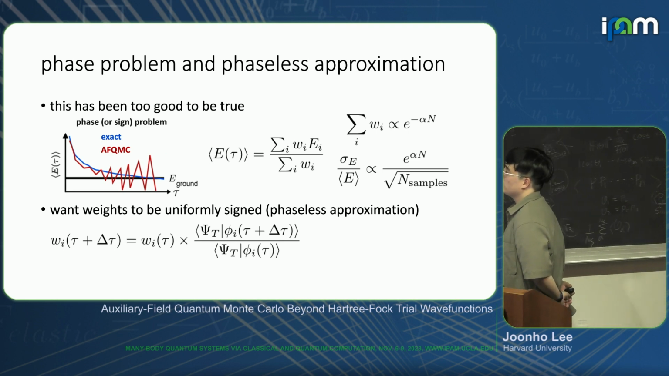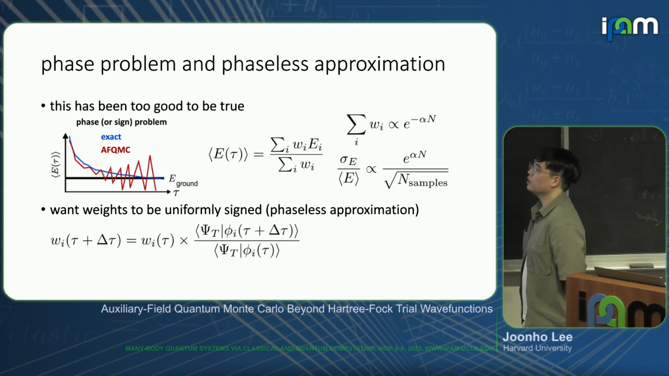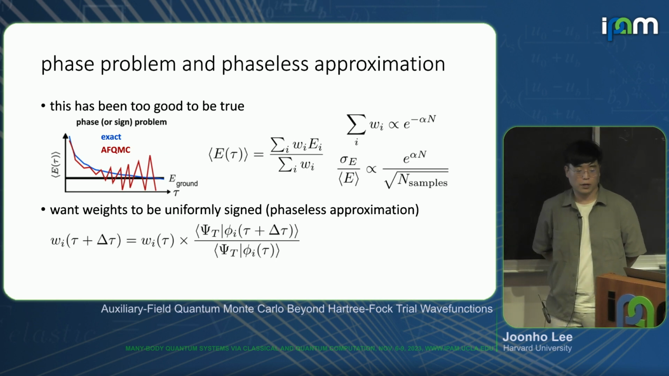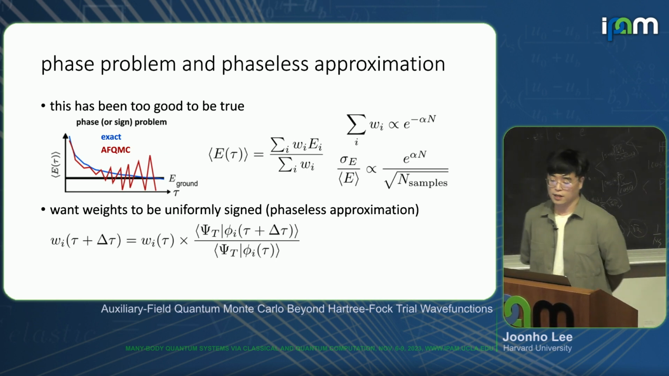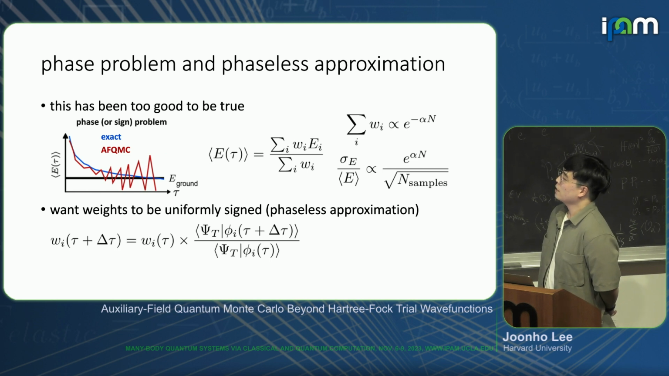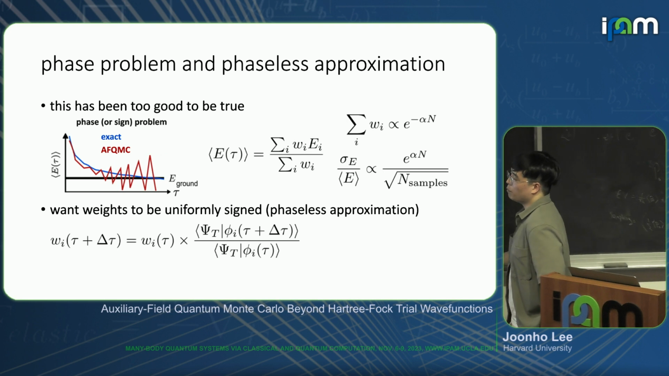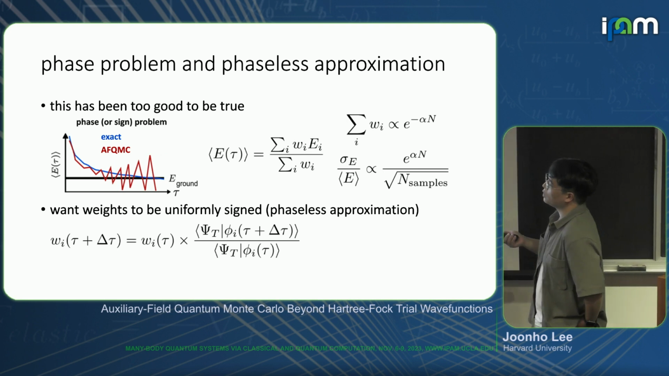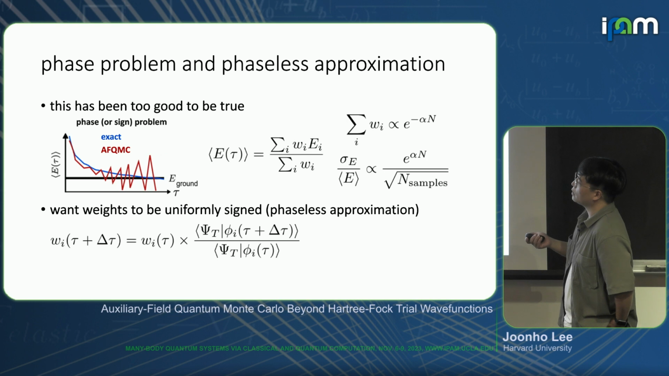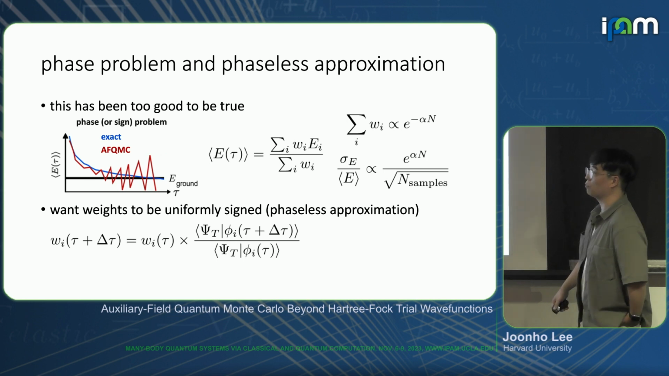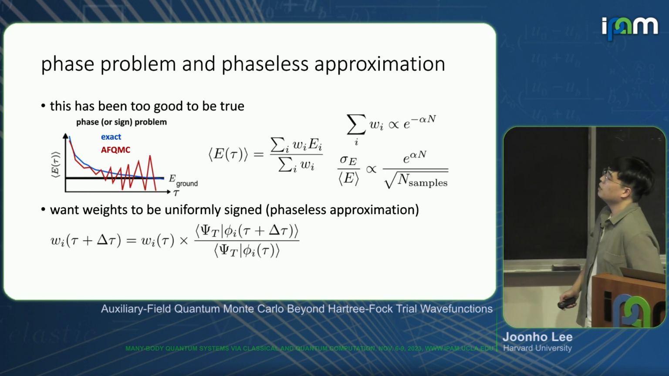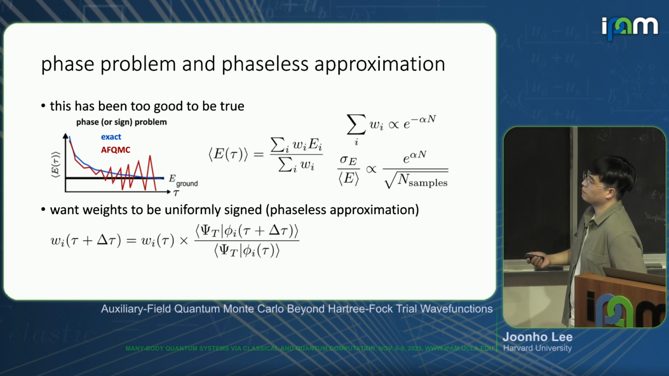So we want the weights to be uniformly signed. This is where the first approximation, and perhaps the only approximation in this talk, comes in. We have an importance function, so we use some a priori chosen trial wave function to update the weights. This comes from a distribution where whatever overlaps more with psi T will be sampled more. This is our importance function, and it is also complex valued.